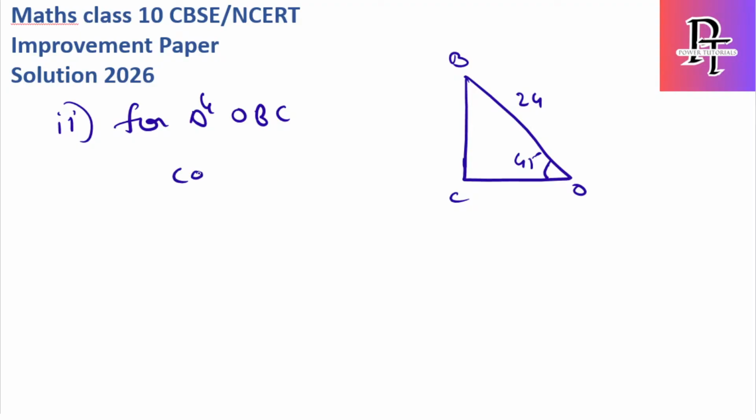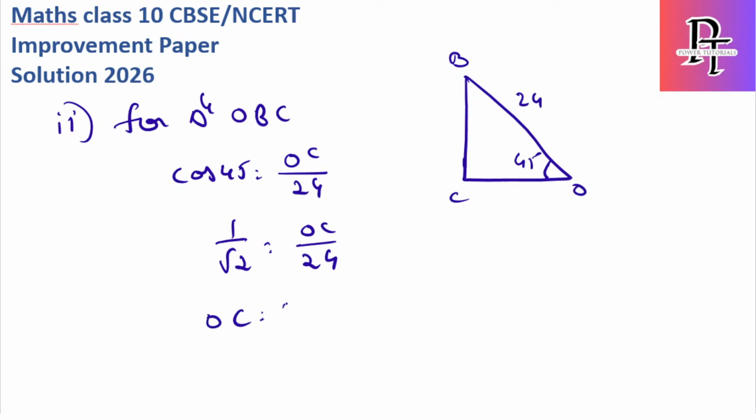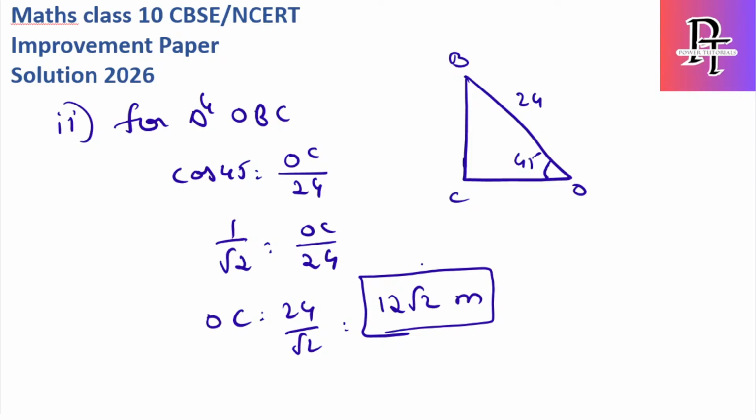So what is cos 45? Cos 45 is OC by 24. Cos 45 value is 1 by root 2. 1 by root 2 is equal to OC by 24. So I will get the OC value as 24 by root 2. If I rationalize, I will get 12 root 2 meters, which is the distance from O to C.